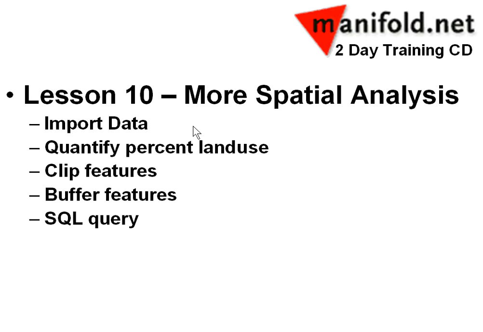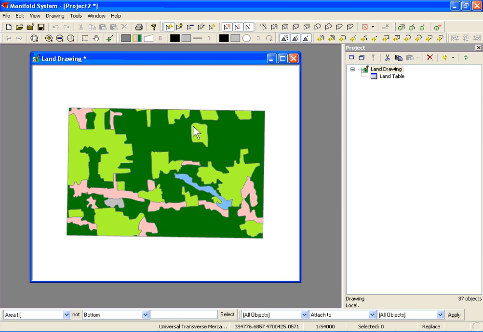In this section, we'll take our spatial analysis further by creating buffers around the streams and quantifying the amount of land use within the buffer area. Imagine we're interested in protecting our streams and we want to know what kinds of land use are along them.